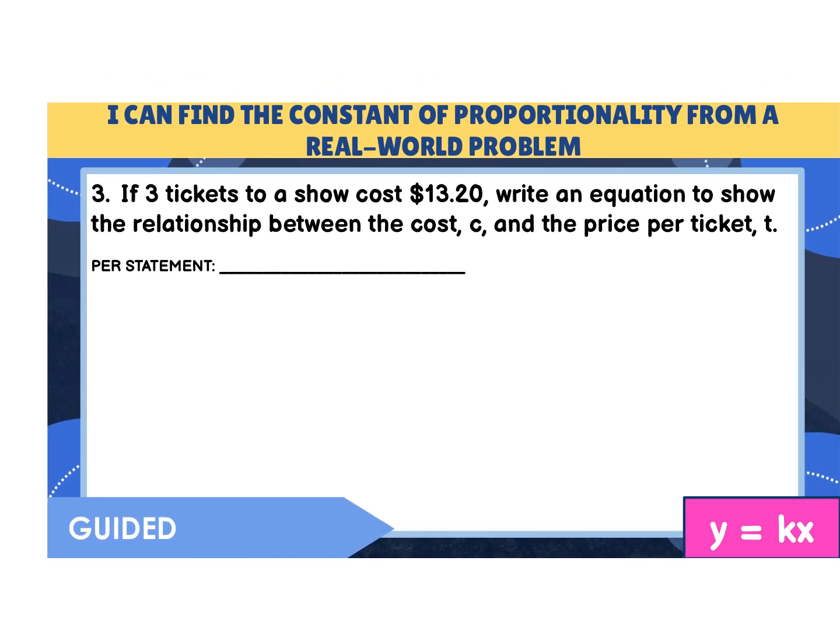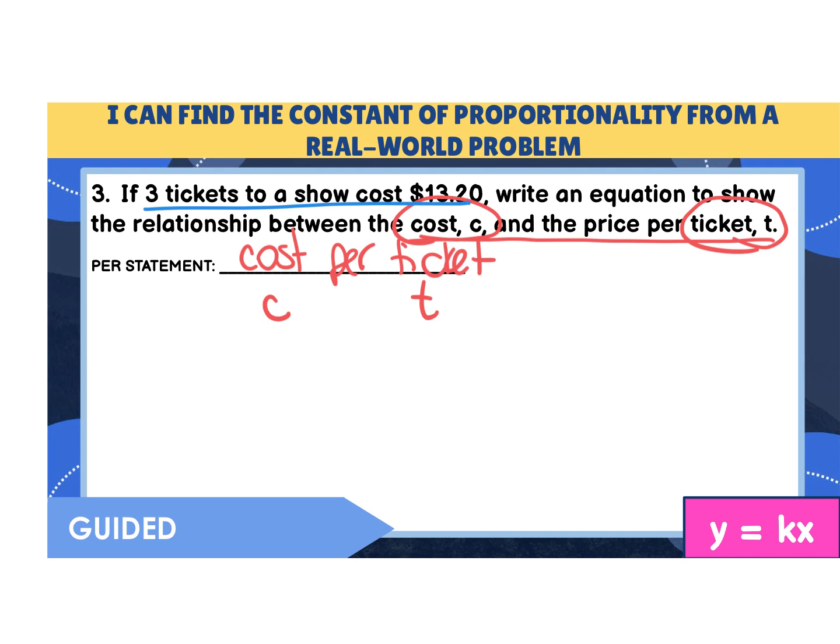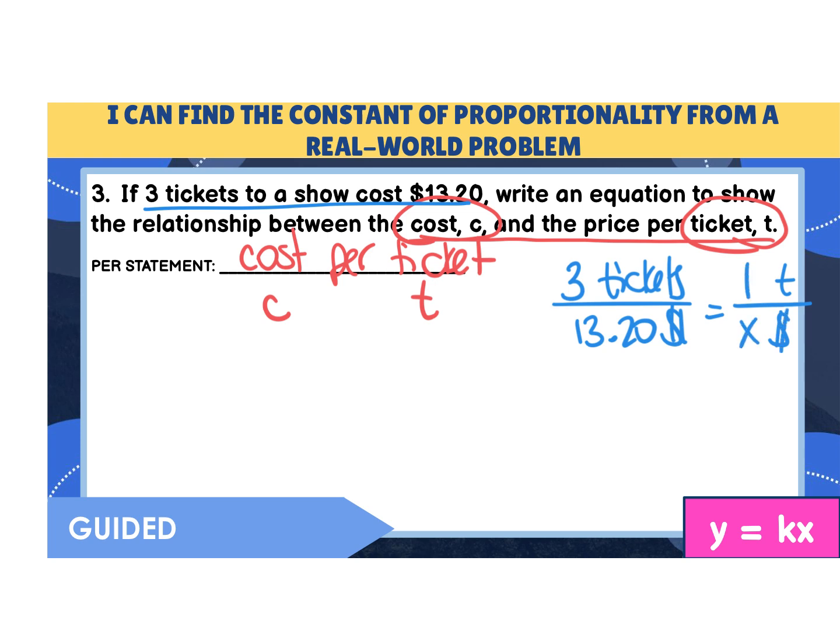If 3 tickets to a show cost $13.20, write an equation to show the relationship between cost C and the price per ticket T. Very similar. So for the cost per ticket, the cost we're going to use is C, and the price per ticket we're going to use a T again. So now I can use my ratio: 3 tickets for $13.20. And we want per ticket, so we're going to do our 1 ticket over x.